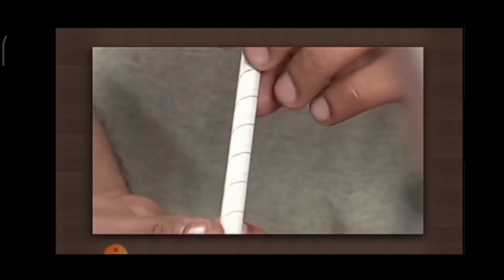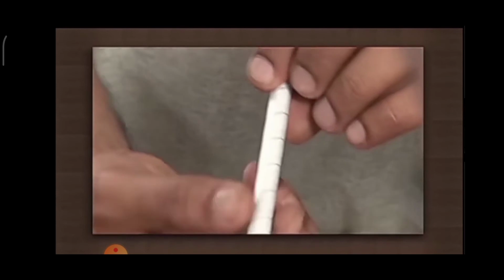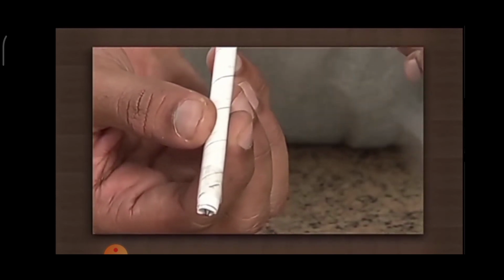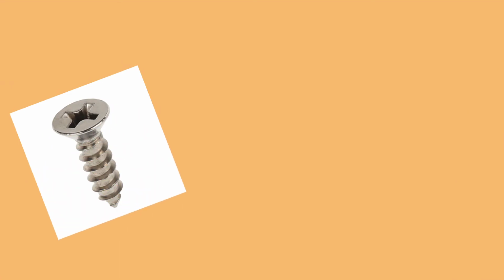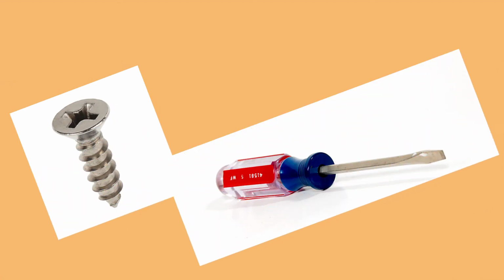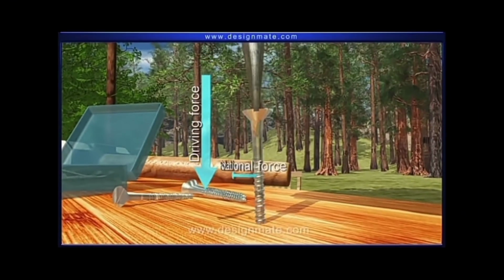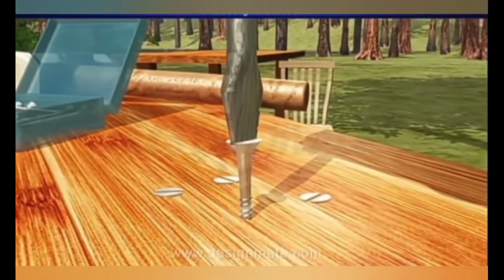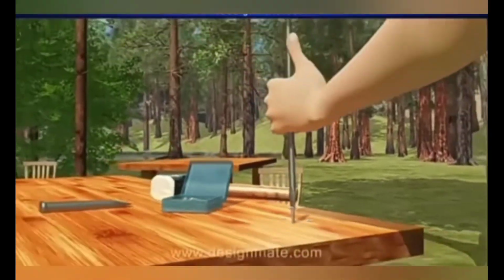Rotate the pencil and observe the lines on the paper. On a screw, these lines are called threads. Screws are turned with the help of a screwdriver. As they rotate, they also move forward. So, they help to attach things to each other.